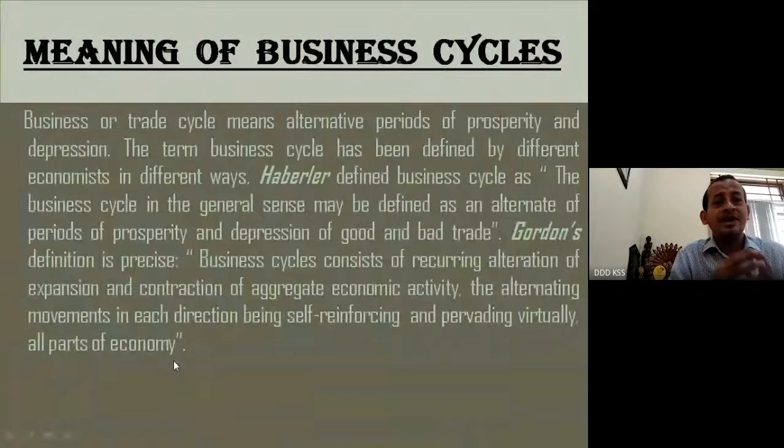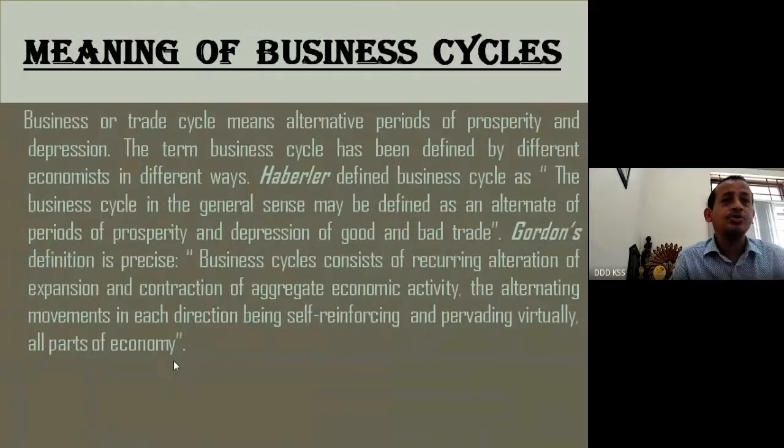This means these phases of the business cycle are self-reinforcing, meaning one after another automatically comes. Then government and policymakers also try to revitalize when the economy is in a bad phase or bad shape. Pervading virtually means it is present all the time in all parts of the economy. So in general, business cycle or trade cycle refers to the alternate periods of prosperity and depression, of good and bad trade. This is basically the core concept of the business cycle.